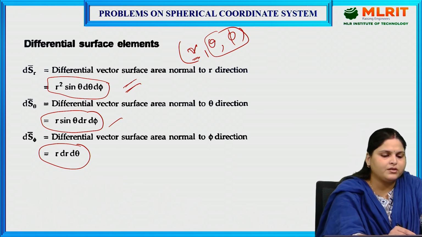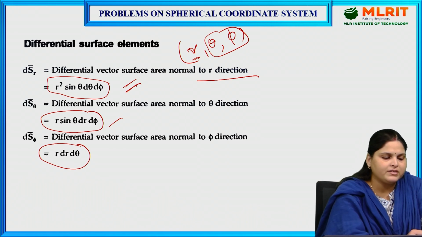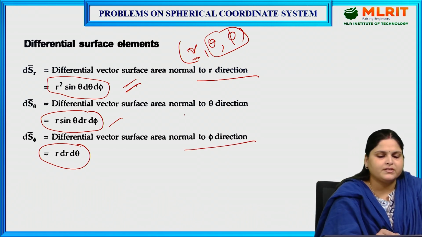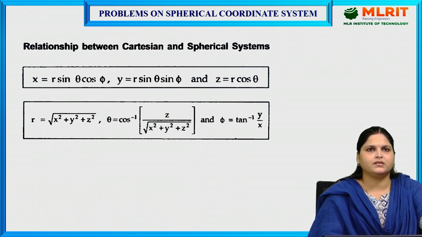The r constant surface will be normal to the r direction. The phi constant surface will be normal to the phi direction. The theta constant surface will be normal to the theta direction.